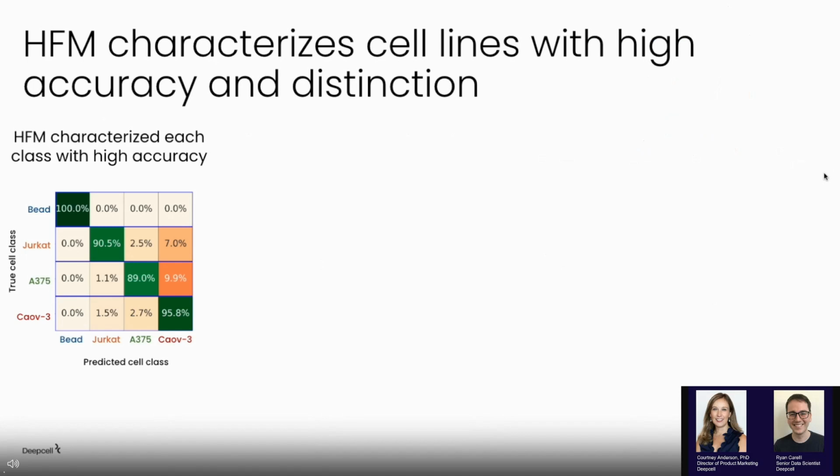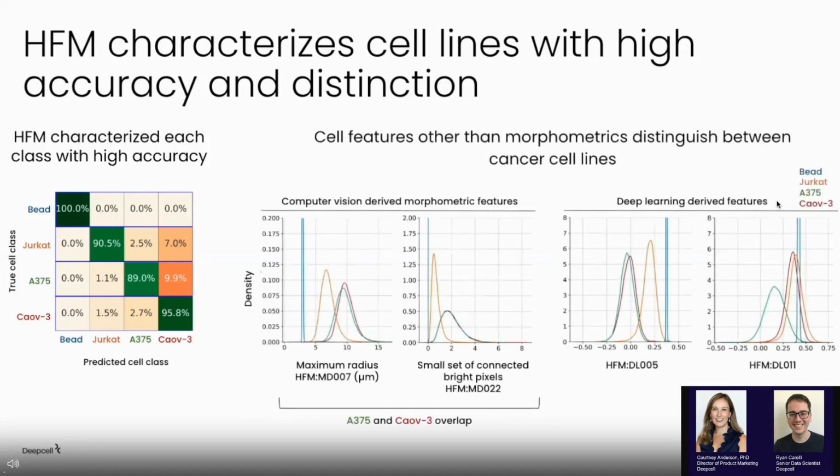When we train a classifier to distinguish these four classes, we see that HFM features that distinguish beads and the three cell lines work with very high accuracy. Class confusion was highest between the A375 and CALV3 cells, which is as expected, and a combination of features contributed to classification. We've plotted a subset of them here. Some are our morphometric features, computer vision features, and others are deep learning features.